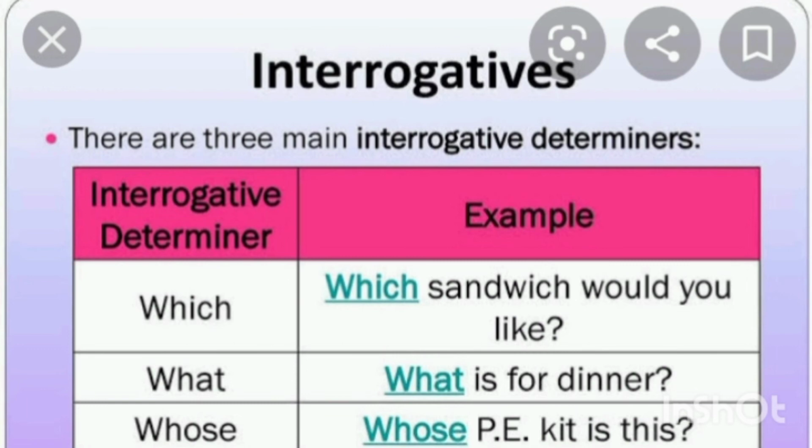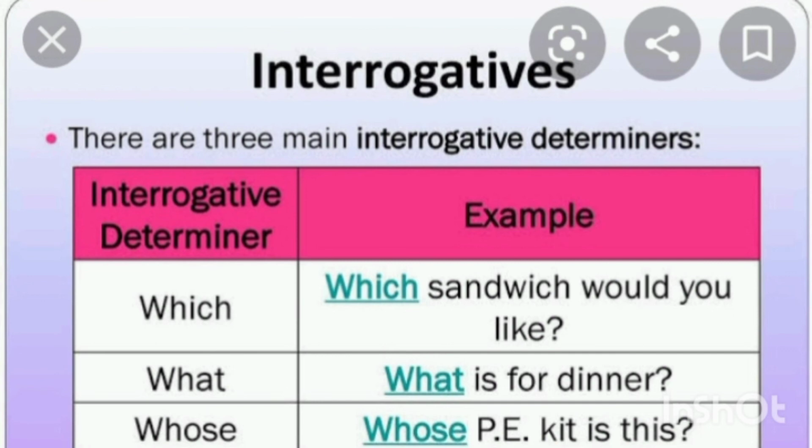Which dress would you like to buy? Dress is a noun. Which is a word that is used right in front of the noun dress to ask a question, so it is an interrogative determiner. Whose umbrella is this? Umbrella is once again a noun. Whose is used to ask a question. It is placed right before the noun umbrella, and therefore whose is also an interrogative determiner.